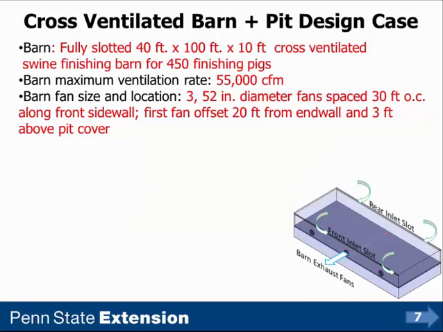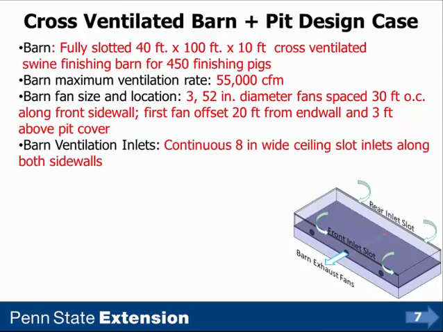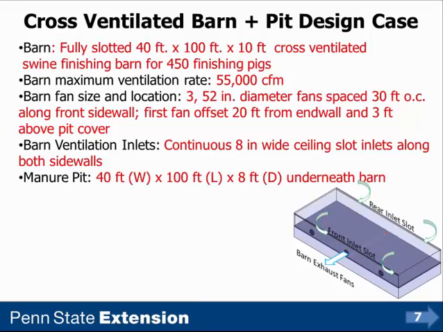And it is located 3 feet above the pit cover. The barn ventilation inlets are continuous 8-inch wide ceiling slot inlets along both sidewalls. No blocking. The manure pit extends entirely under the barn, so it's 40 feet wide, 100 feet long, 8 feet deep. The manure pit ventilation rate is 9,500 CFM.